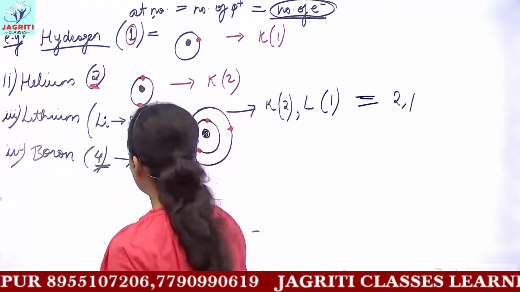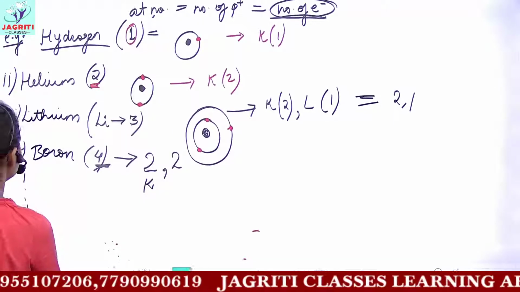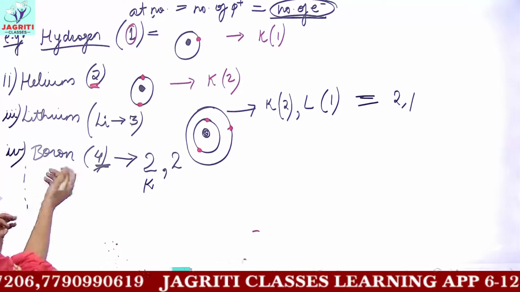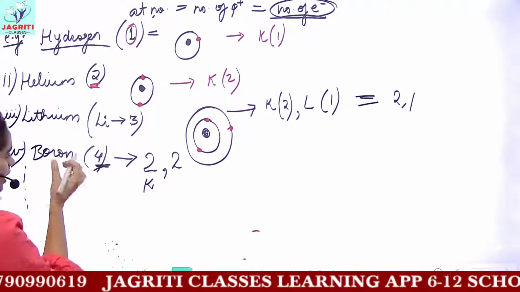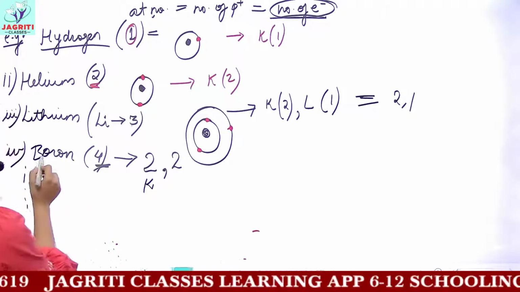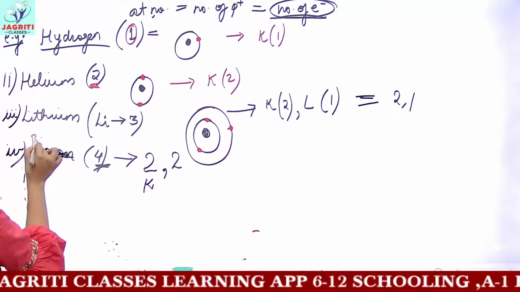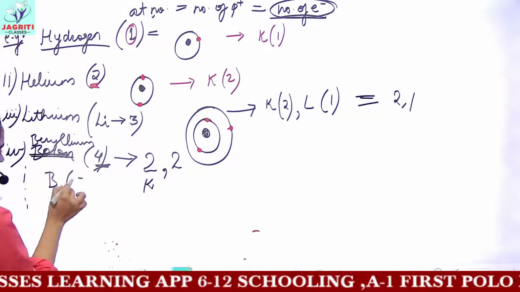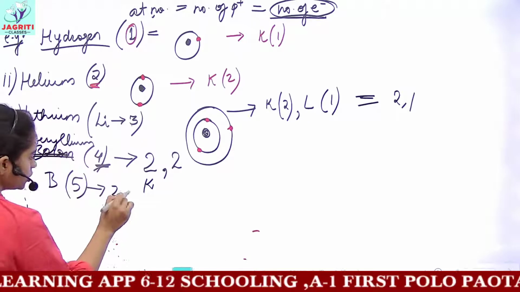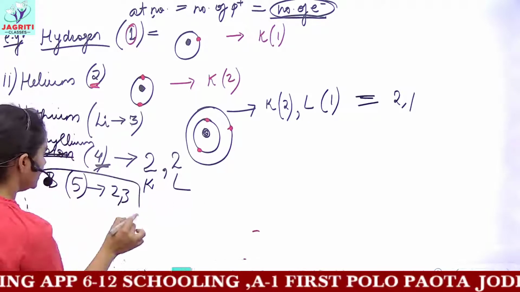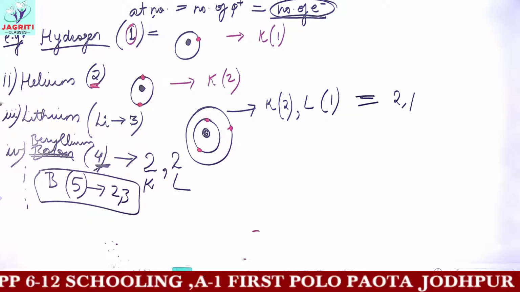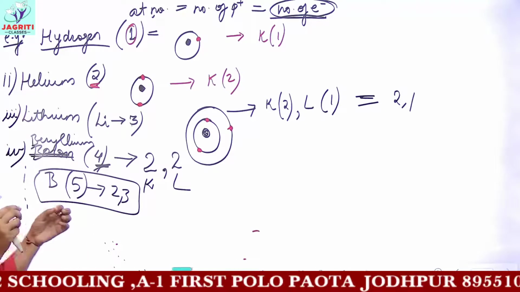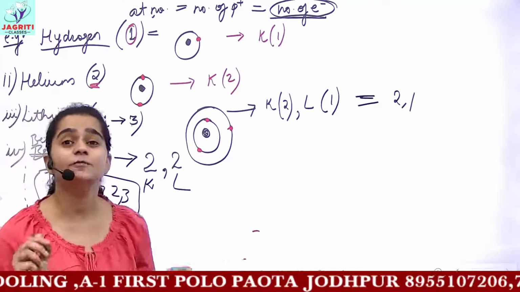Similarly, let's say now I am not doing the middle ones, that is beryllium, boron, carbon, nitrogen. This will not be boron, this will be beryllium. Boron has an atomic number of 5 and the configuration would be 2 and 3. This would be for boron. Hydrogen, helium, lithium, beryllium, boron. Then you have carbon, nitrogen, oxygen, fluorine, neon.